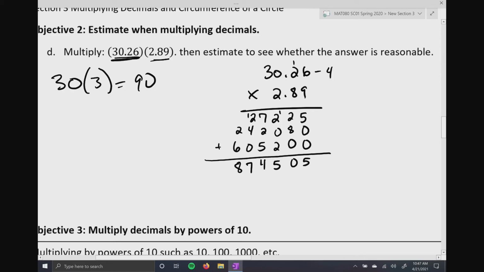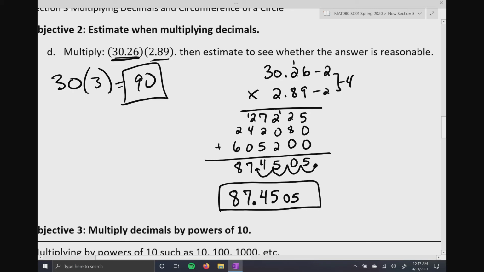Now for the decimal places. Oh, I'm moving way too fast. I have 2 of them here, and 2 of them here for a total of 4. So I put my decimal on the far right, and move it 4 places to the left. 1, 2, 3, 4. So here's the actual answer.